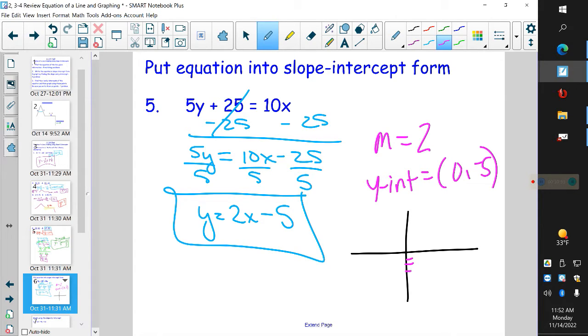I'm going to start at 0, negative 5, which is right there. I'm going to go up 2, to the right 1, up 2, to the right 1, up 2, to the right 1. Bam, there's my line. Do we understand that, yes or no? Okay, next.